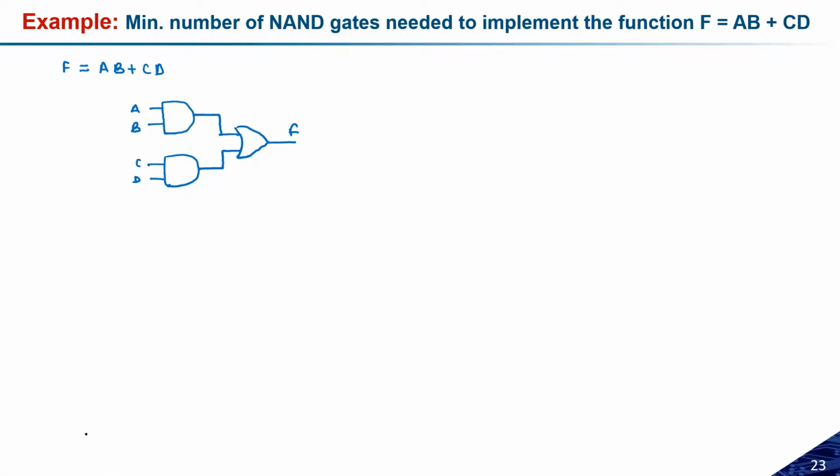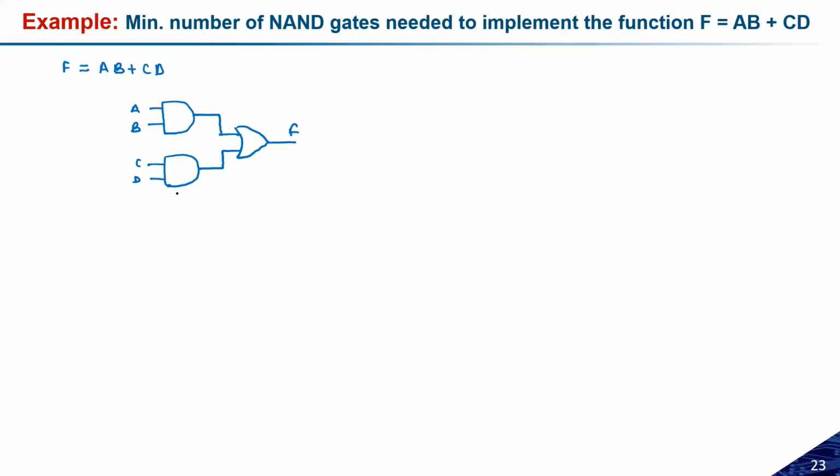To execute this, we know that suppose I have an inverter, and if I am passing its output to another inverter, the logic will be the same. Like A is here, so I will get A complement here, and again I will get A here. So if I add two inverters back to back, I will get the same logic whatever it was before. Let us use this concept to simplify this one.